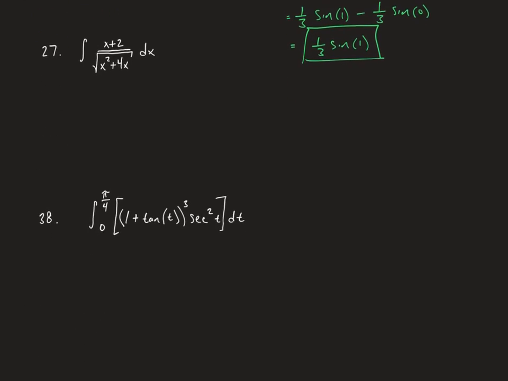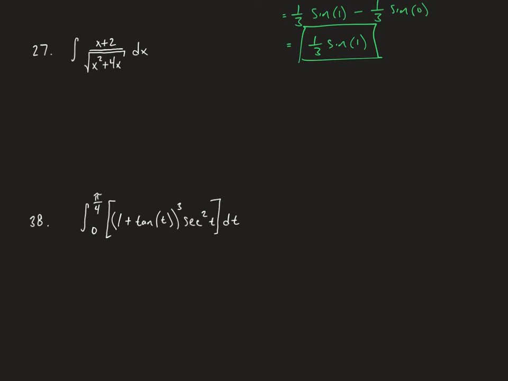27 is another good example of where we would use a u substitution. In this case, I would let u equal x squared plus 4x. And in that case, du would be equal to 2x plus 4. And I'm just going to check and make sure that these are all things that I need. Oh, and I should have my dx. I do need that dx.